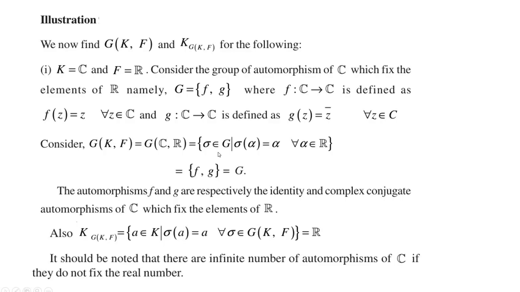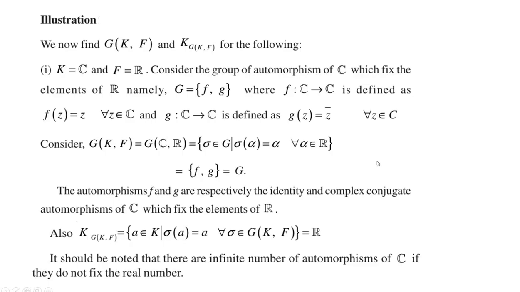Next we are going to have the illustration. This can be asked in section A again: determine what GKF is if K is C and F is R. So the question can be asked like that also. Now we are giving an illustration for GKF. K is C, F is R. Consider the group of automorphisms of C.